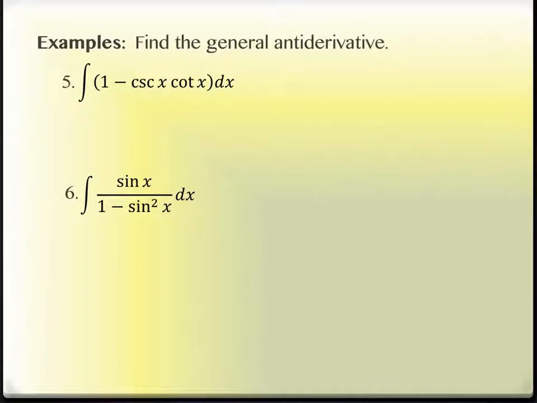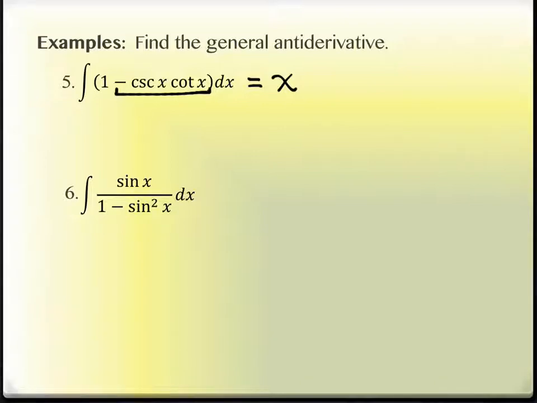Trig. Look at the trig. Okay. The first piece is a pretty direct application of what we've been doing, actually. The 1 at the beginning. What's the antiderivative of 1? That's x. Now we have the negative cosecant x cotangent x.